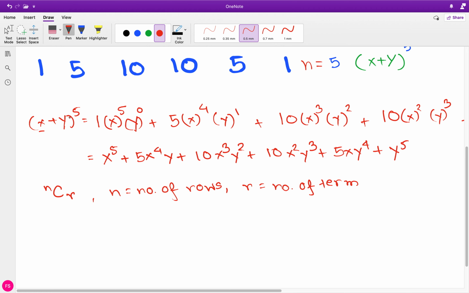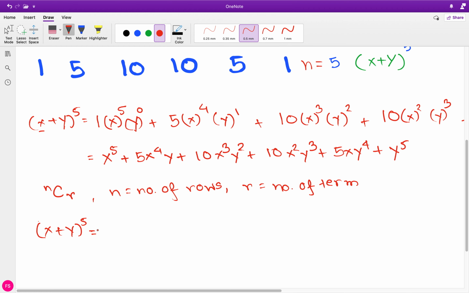Then I'm going to use the same example, but I'm going to use a different way of doing it. So let's see how to do that. So if I want to expand x plus y to the power of 5 without using a Pascal's triangle, this is what I'm going to do. I'm going to use nCr because this gives me the number of rows and the number of term, and you can find that coefficient exactly. Okay, so let's start. This is the general form.